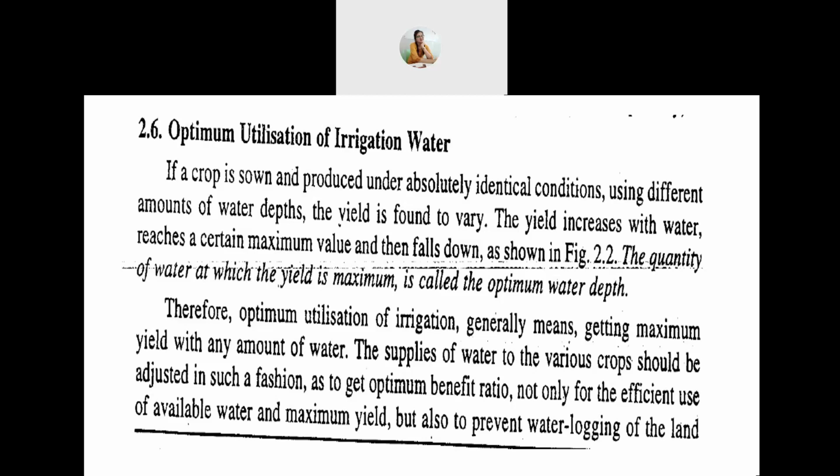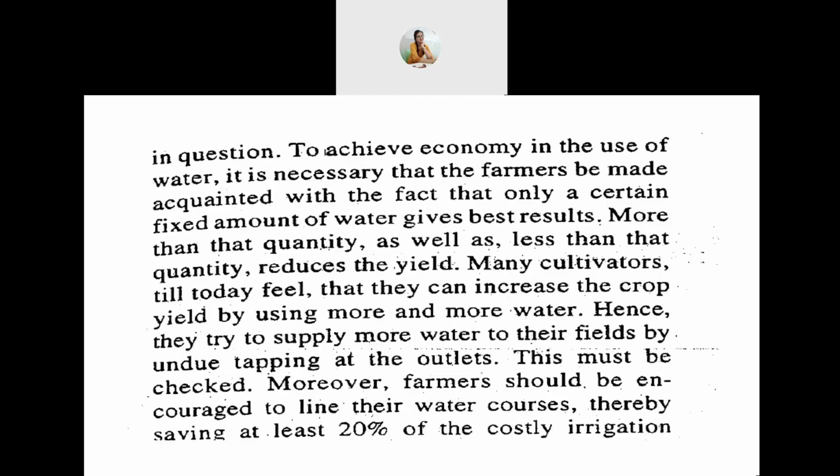Therefore, optimum utilization of irrigation generally means getting maximum yield with any amount of water. The supplies of water to the various crops should be adjusted in such a way as to get the optimum benefit ratio, not only for the efficient use of available water and maximum yield, but also to prevent waterlogging of the land in question. So, to achieve economy in the use of water, it is necessary that the farmers be given the knowledge that only a certain fixed amount of water gives the best results.